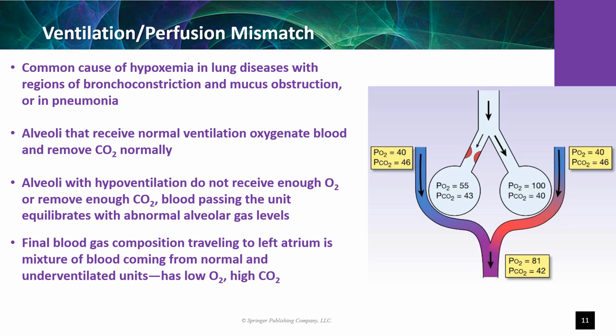The airway on the left is partially blocked, providing a region of low ventilation, where adjacent regions have normal ventilation. Blood flowing through the underventilated region is unable to pick up sufficient oxygen or remove sufficient carbon dioxide. When mixed with blood perfusing units with better VQ matching, the resulting pulmonary venous blood has lower oxygen and higher carbon dioxide than normal.